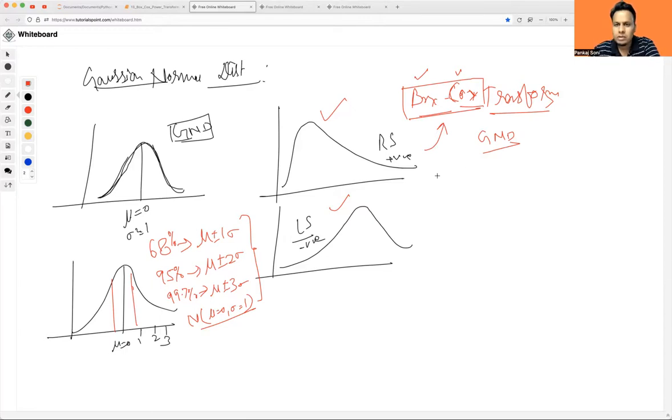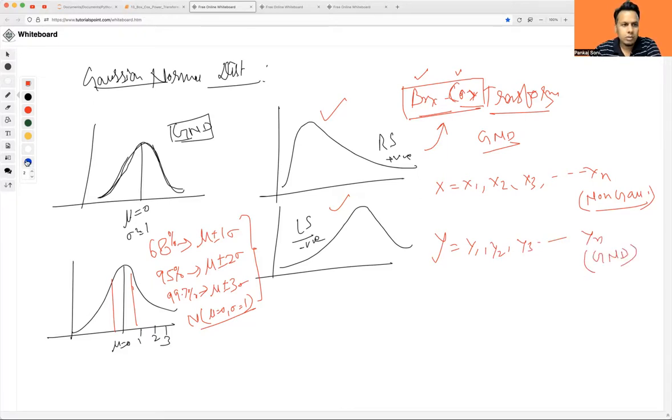So after applying Box-Cox, it is going to be a transform. So let's say you have some data x equal to x1, x2, x3, and so on, xn, correct? And let's say this is nothing but non-Gaussian. Okay, and now let's say you have y, where y1, y2, y3, and so on, yn, correct? And this is nothing but Gaussian normal distribution data. So this x, which is not a normal Gaussian distribution, you want to transform into y form, which will basically become Gaussian normal distribution data.